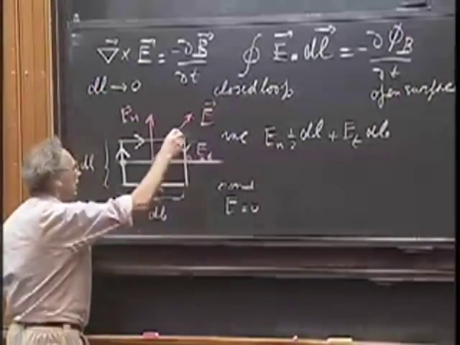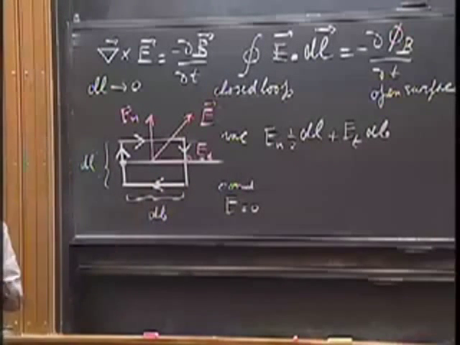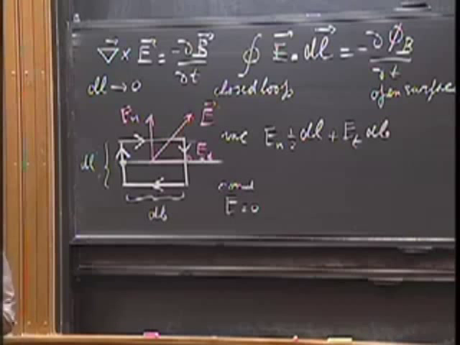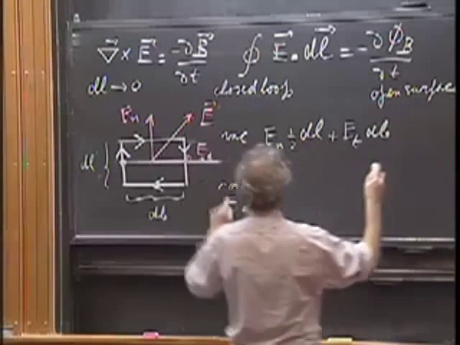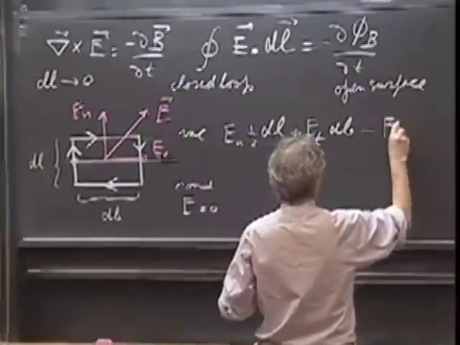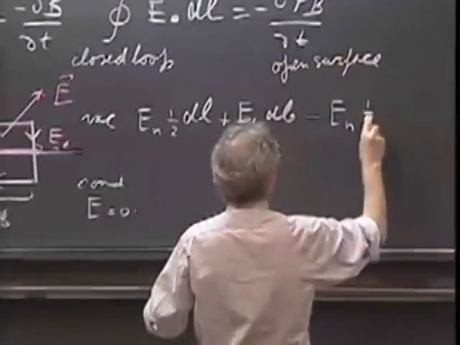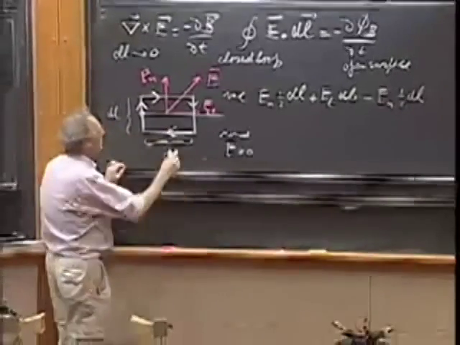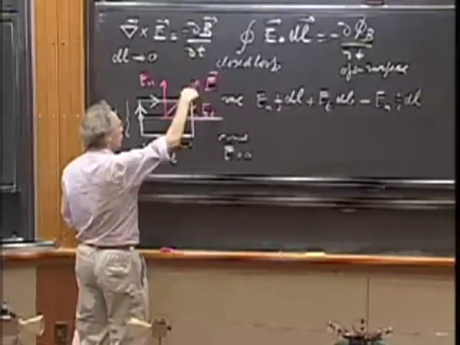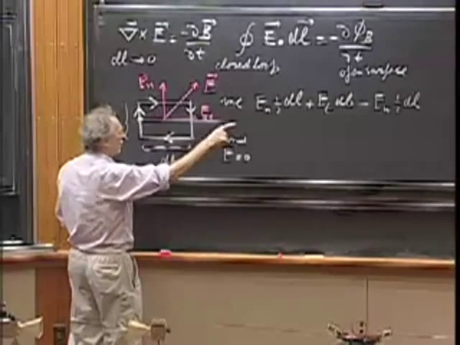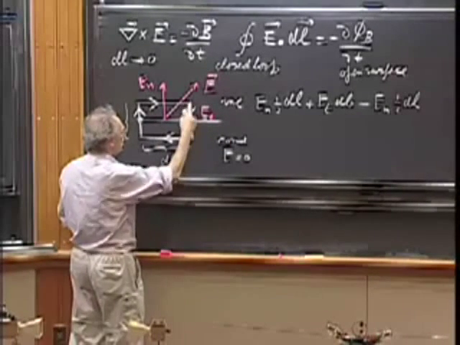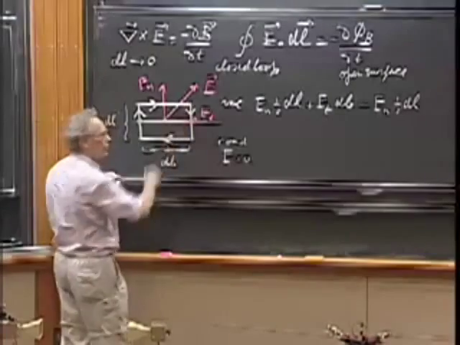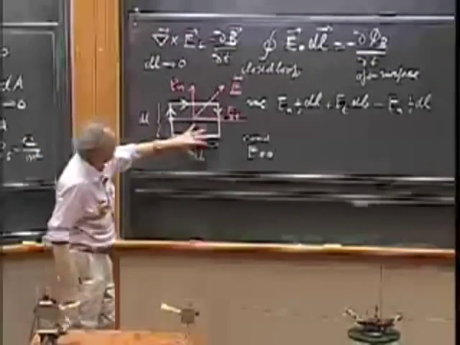And now I'm here and I go down. So now E of t is up, but I go down, so the dot product creates a minus sign. So now I get minus E of n times 1/2 dl. I said E of t, but I meant E of n. E of n is in this direction, and you are moving in this direction. And so that's why you get a minus sign, and E of t has no effect here, because it's perpendicular to my direction of motion, and the electric field here is zero.